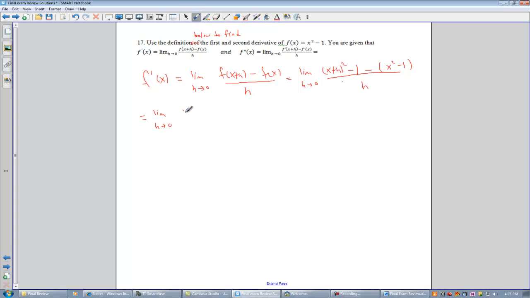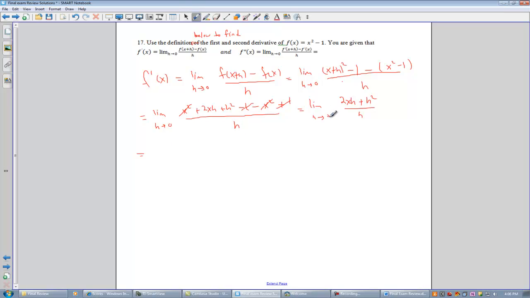I'll square this out. So when you square it out, you get x squared plus the middle term, 2xh, plus h squared, and you have minus 1. Distribute the minus sign through here, so you have minus x squared, and a minus is a plus 1, all divided by h. So you're going to get a lot of things canceling here. This cancels, and this cancels, this cancels, and that cancels. And so this is equal to the limit as h goes to 0 of 2xh plus h squared, all divided by h. There's still more algebra to be done here.